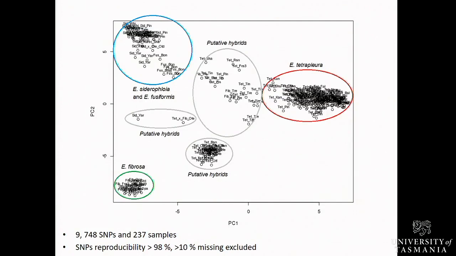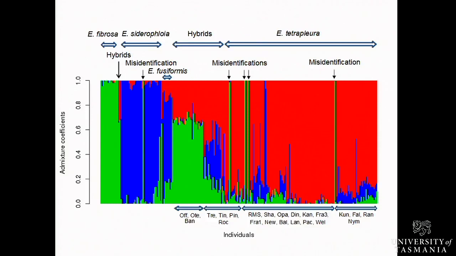And we got this weird smear of samples between sidrifloa and tetrapleura, which we also named as putative hybrids. And then we got these samples sort of in between all three, and we called those putative hybrids as well.